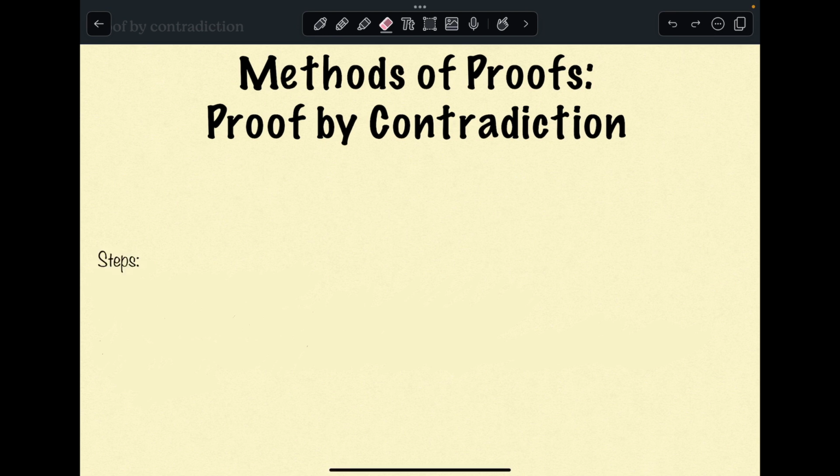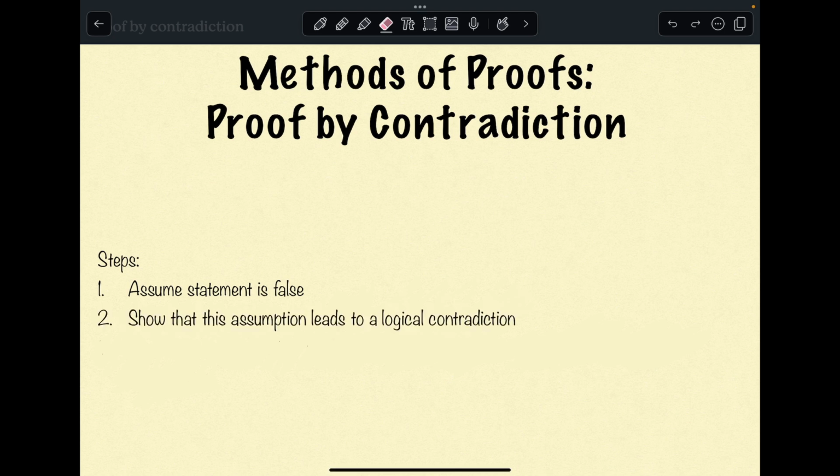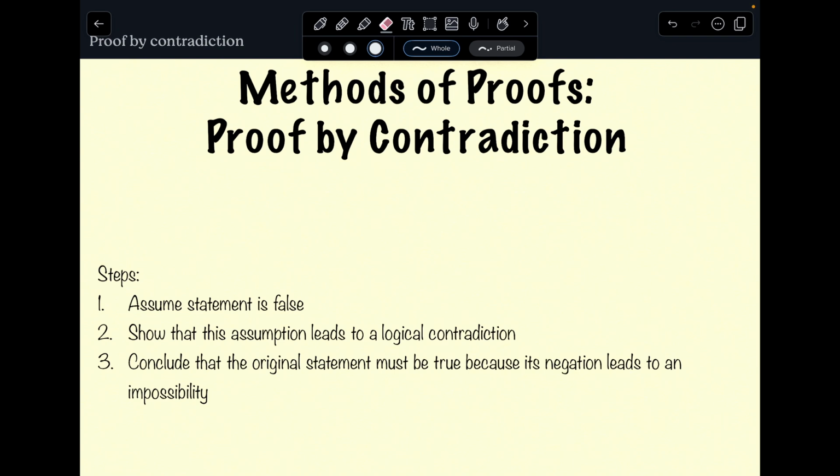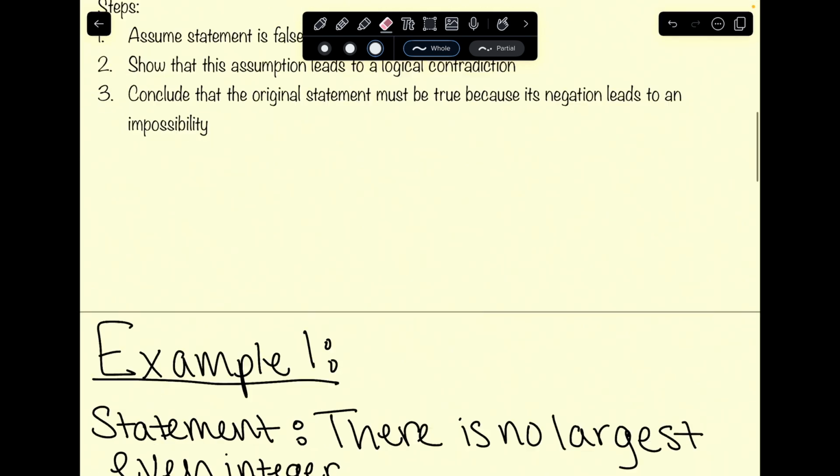The steps are broken down as such. We take a statement that's given, and then we assume that it is false. And then after that, we use logic to show that the false statement leads to a contradiction, and then we can conclude that because the false statement leads to a contradiction, the original statement must be true. Proof by contradiction can get difficult with some complex examples. So let's start off with an easy example.